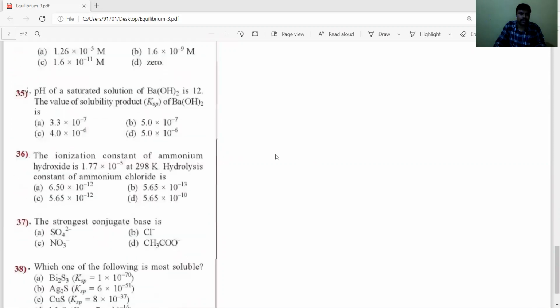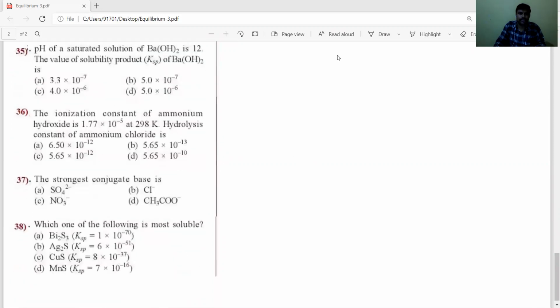Barium hydroxide. Okay, students, question 35. The pH of saturated barium hydroxide solution, they gave this barium hydroxide pH is equal to 12. Okay, and this is a base, which means the pH is 12, so pOH is equal to how much, dear students? 14 minus 12 is equal to 2.